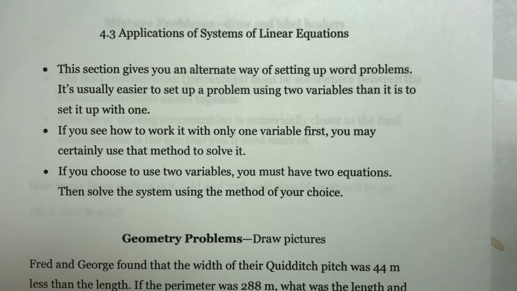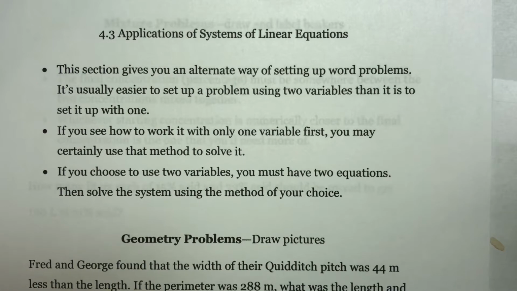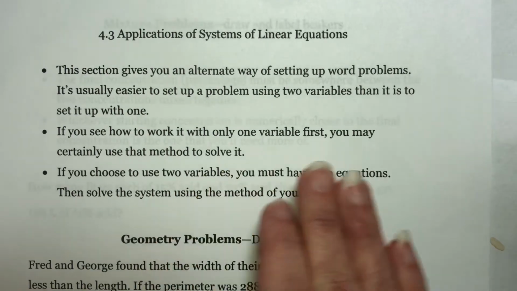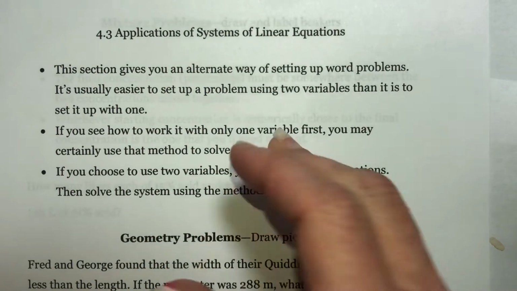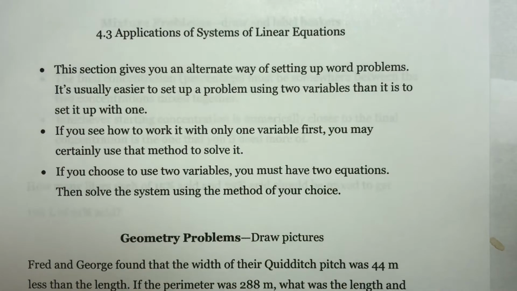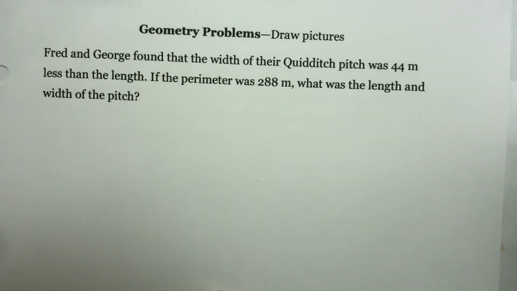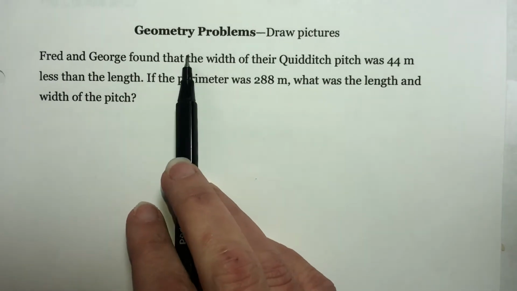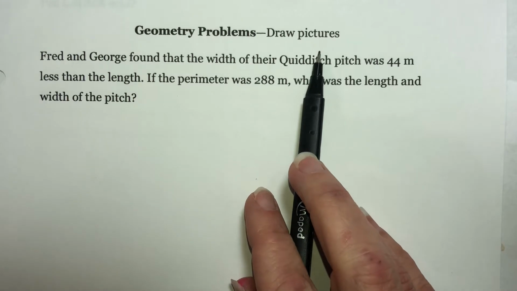It's usually easier to set up a problem using two variables than it is to set it up with one, but it's usually more difficult to solve because you have to solve a system instead of a single equation. It's a trade-off. I say whatever way you see to set it up first, that's the way you should go with, okay? If you choose two variables, you have to have two equations. If you set it up with one variable, you only need one. So we're just going to talk about various types of problems again. If we have a geometry problem, you want to draw pictures, always.